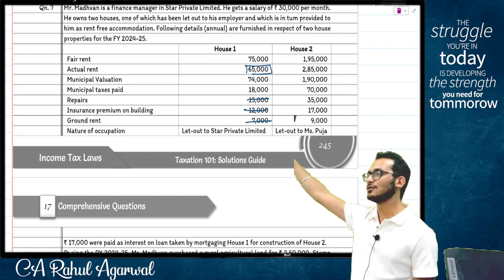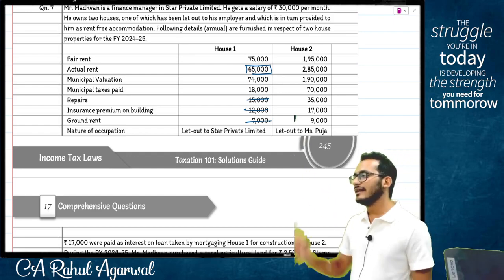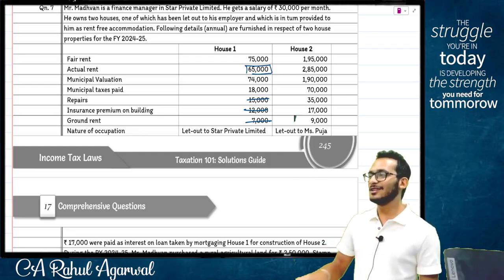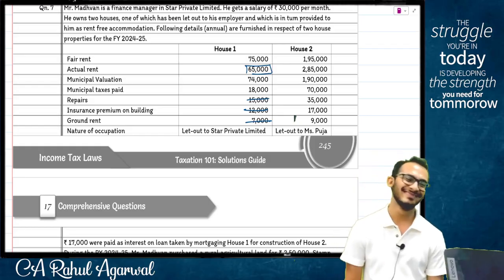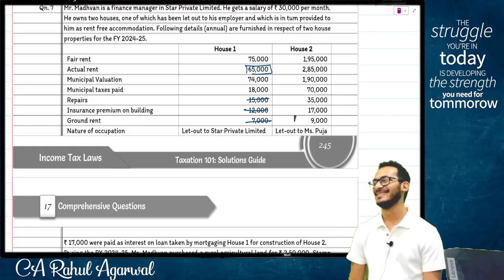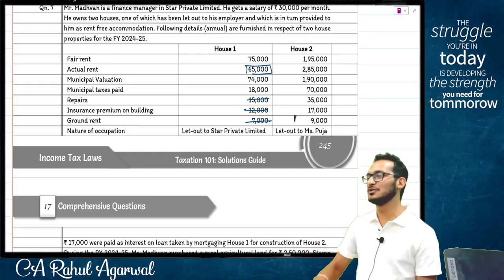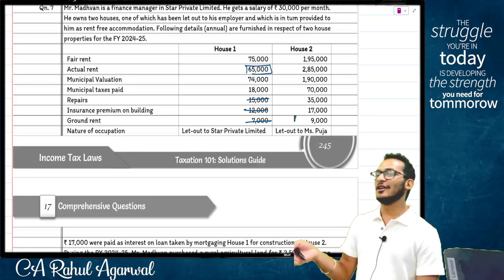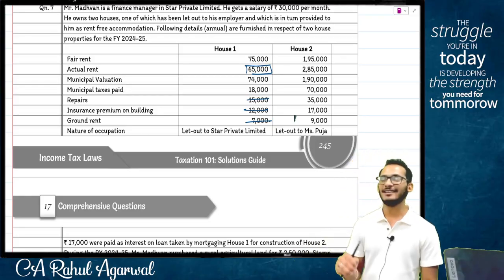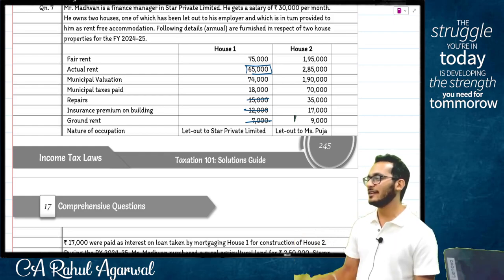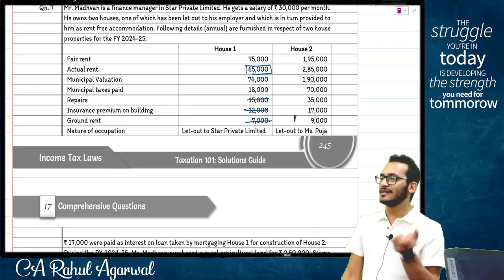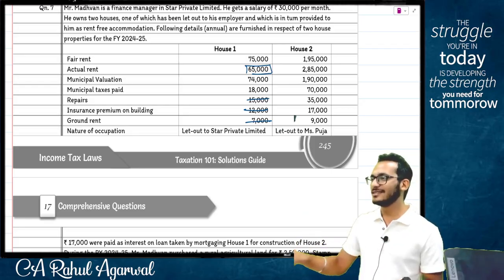Actual rent, whichever is higher. 75 versus 65, which means under HP I will pay tax on 75. I let it out for less. I am giving the house to my own boss for a rent lower than what the government wants, so the government is saying, pay more tax. Then when I do RFA, the rent which I got, 65,000, will be my perk value. So under HP I'll pay tax on 75. Under RFA I'll pay tax on 60.